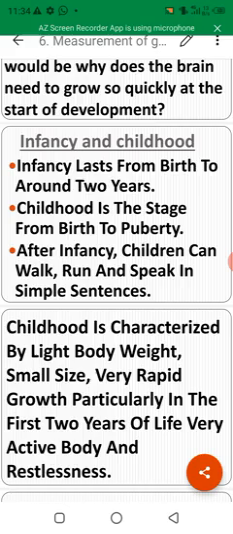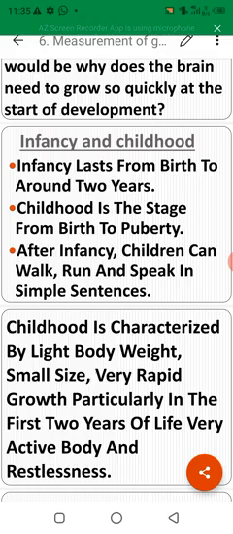Those features. Infancy and childhood. Infancy lasts from birth to around 2 years. Childhood is a stage from birth to puberty. After infancy, a child can walk, run, and speak in simple sentences. Simple sentences: Come, I want to drink water. I want to sleep. My name is so and so. So that's the characteristics of infancy.